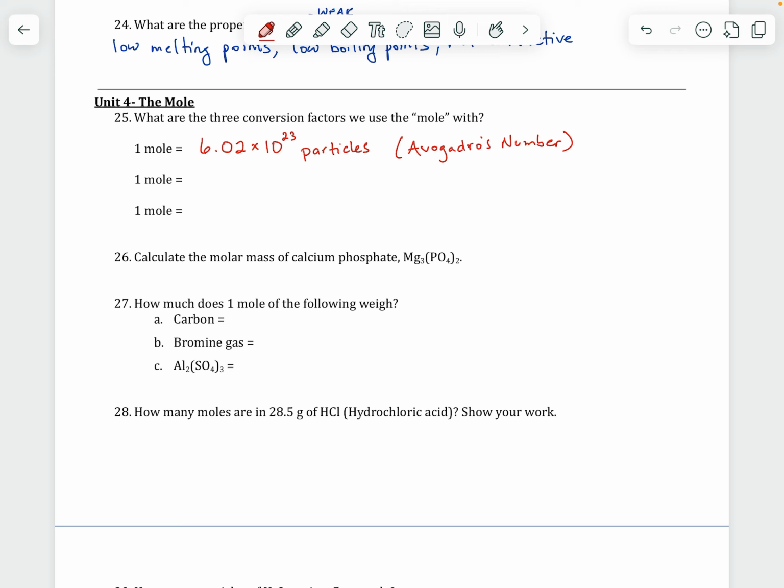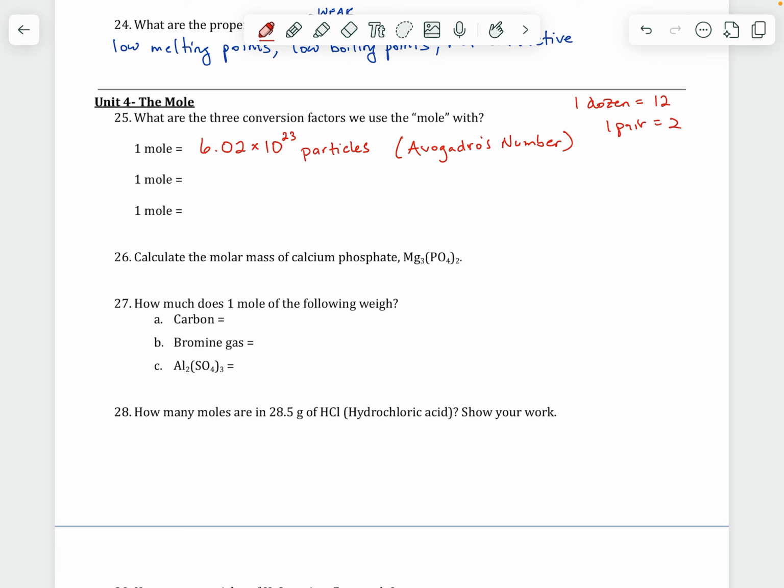It's no different than when we say 1 dozen equals 12 things. One pair means two, right? So on and so forth. It just so happens that 1 mole is 602 sextillion of those things, whatever we're talking about.